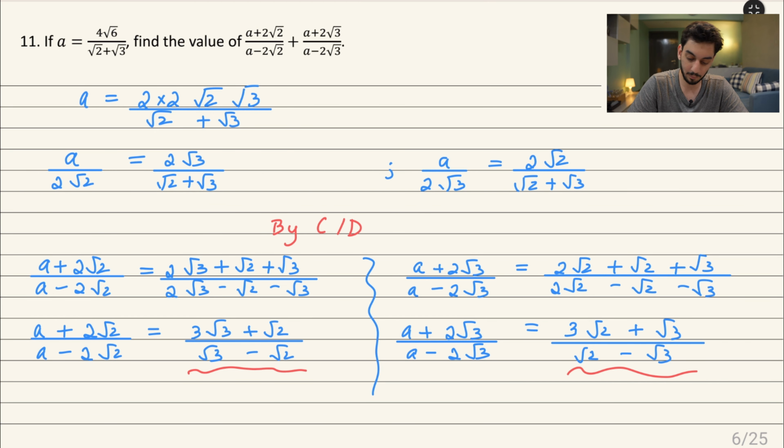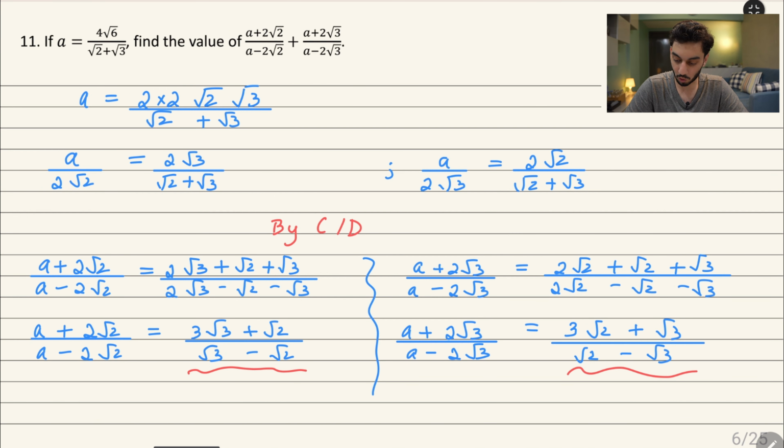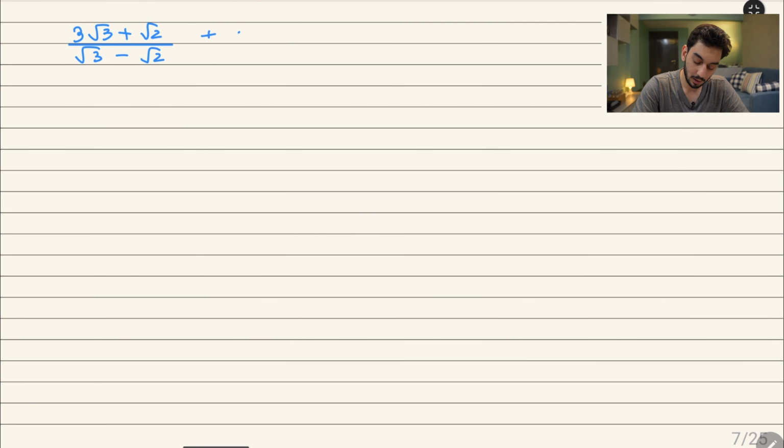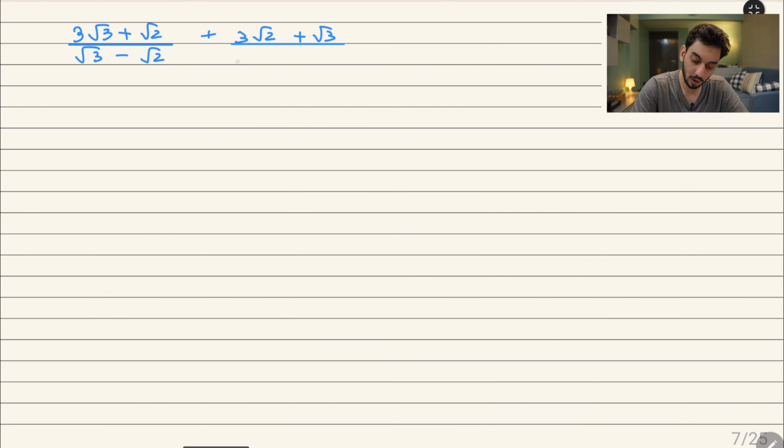So 3 root 3 plus root 2 upon root 3 minus root 2. I hope I have written that correct. Okay. The next one is 3 root 2 plus root 3 upon, I suppose it is root 2 minus root 3. Okay. So it is root 2 minus root 3.